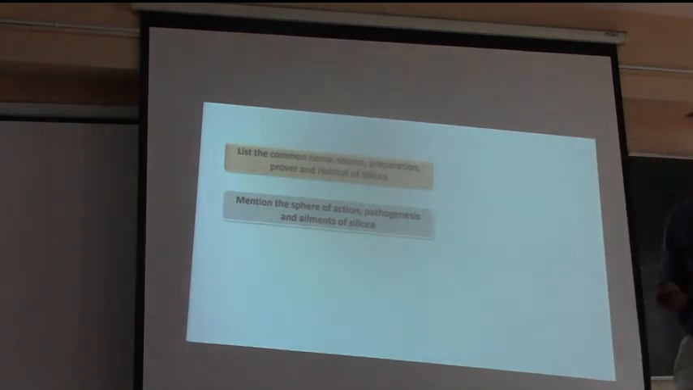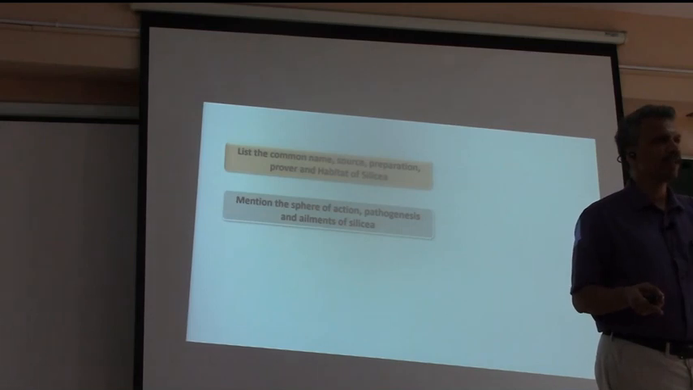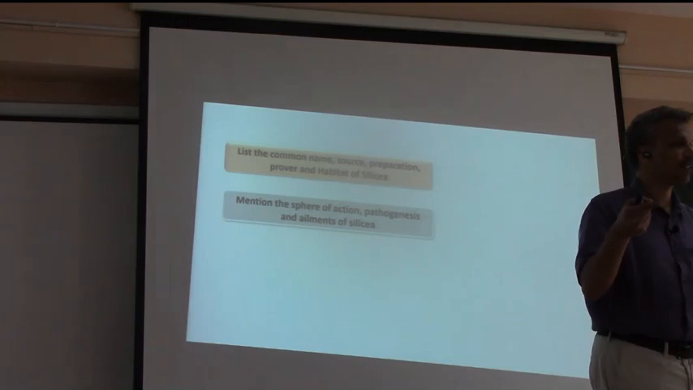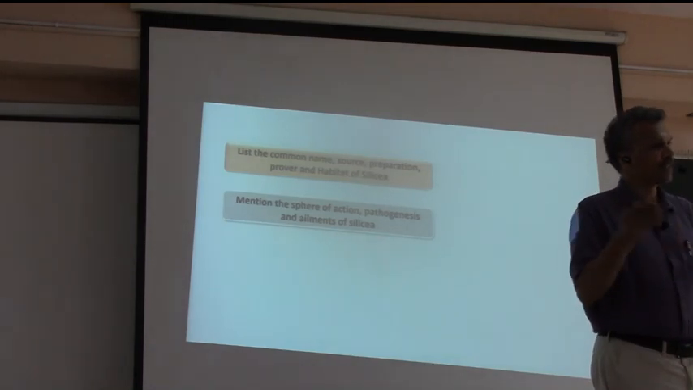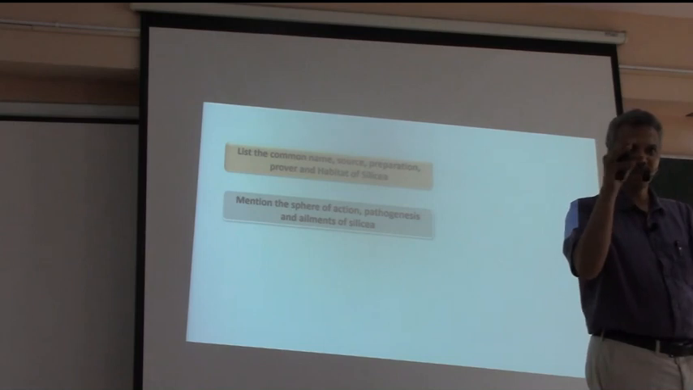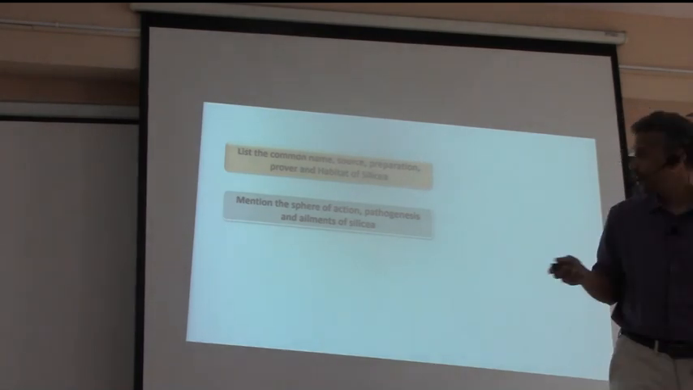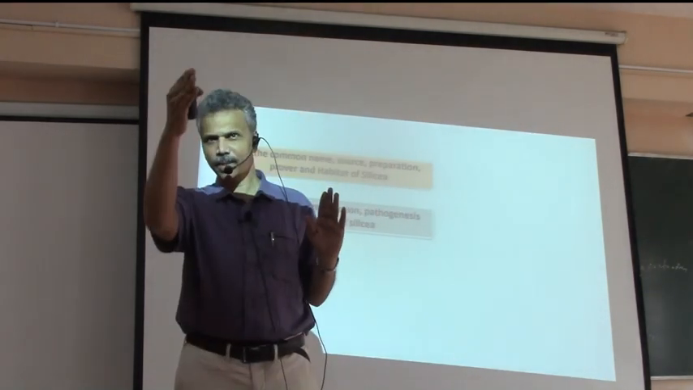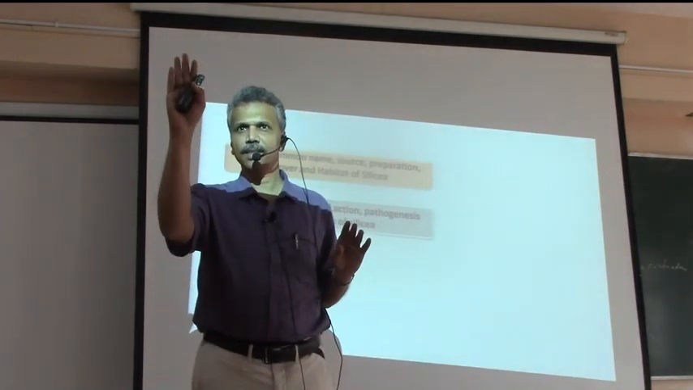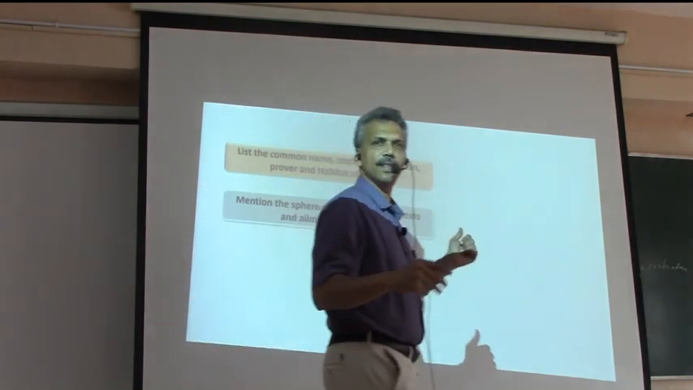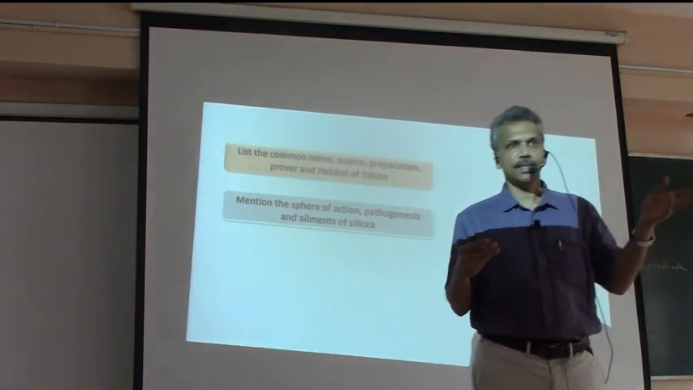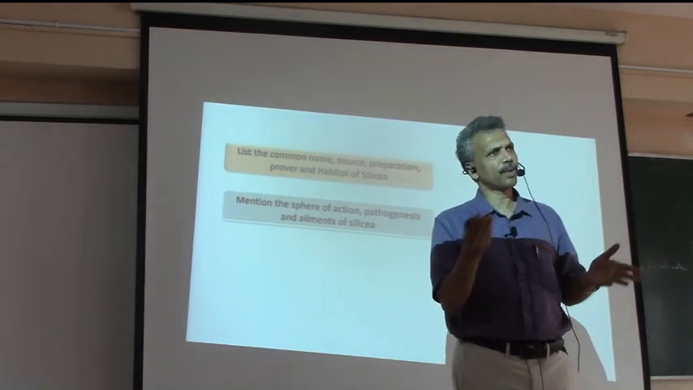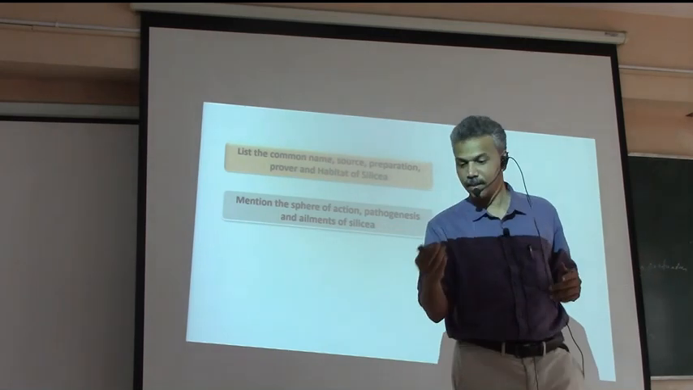We are talking about the sphere of action. What was that one word I introduced in the last class? That Silicea is a polycrest remedy. So when I ask you where exactly Silicea acts, you know Silicea has multiple actions. Mainly you see Silicea acting on the skin, and then also on the CNS, kidneys, GI, very important. Respiratory, mucous membrane, almost all areas you see Silicea acting.